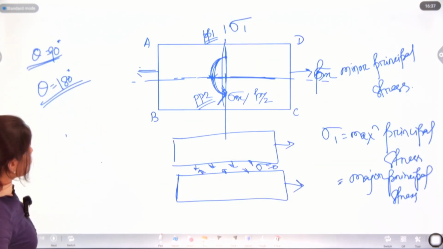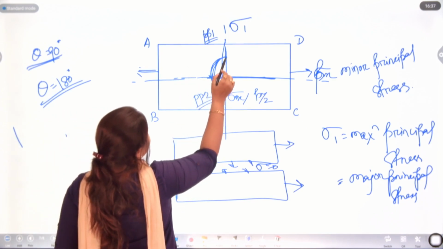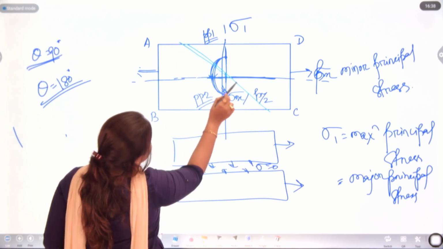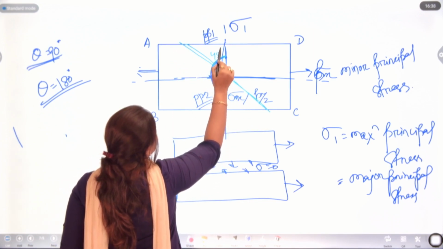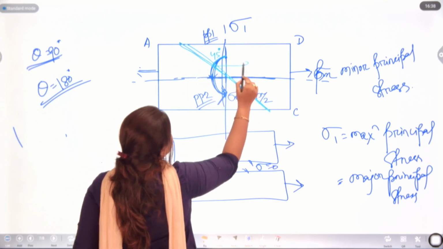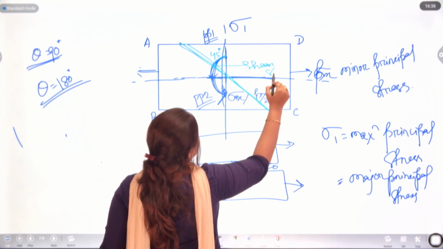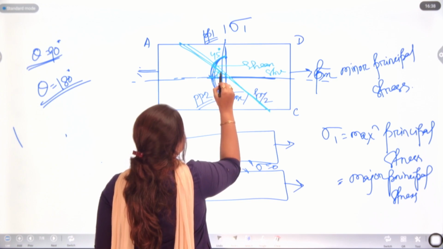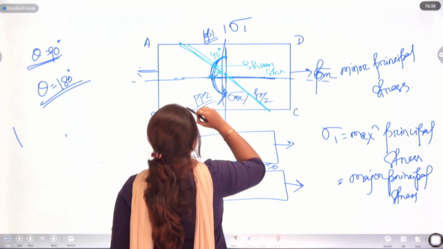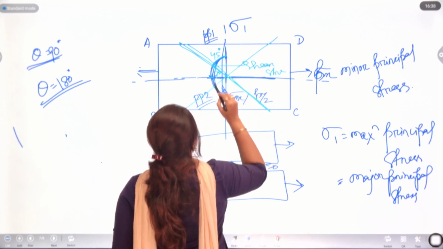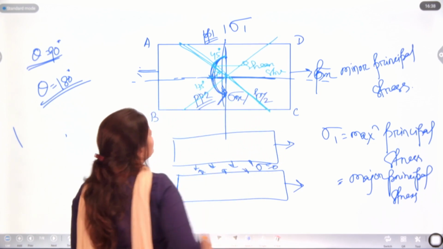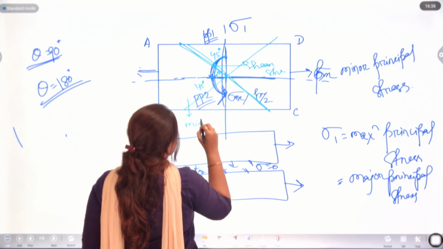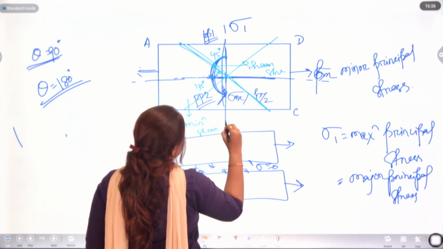So, we can say if we draw one incline, we cut this plane inclinedly at 45 degree, there will be presence of shear stress. Also, if we cut it, here we have 90 degree, so 135 degree we will have here in this plane. Okay, this is 135 degree. So, at 135 degree we will have minimum shear stress.